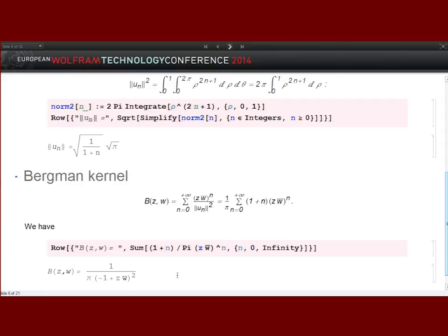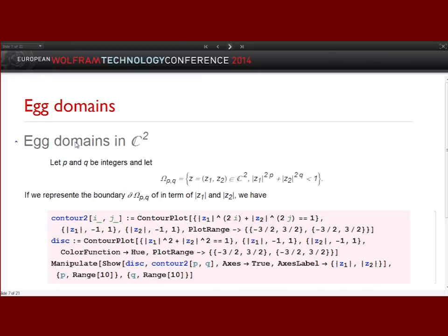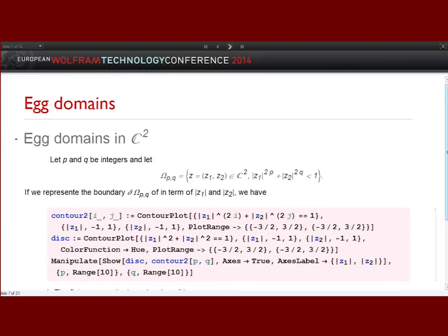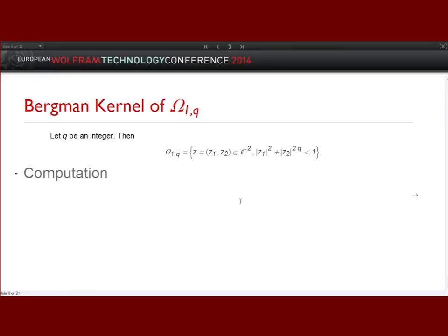I want to do the same thing for more complicated domains, and especially for egg domains. What is an egg domain in C2? I consider two parameters, P and Q, and I consider the domain omega PQ given by that. And if I represent the boundary of this domain, we have something like that.